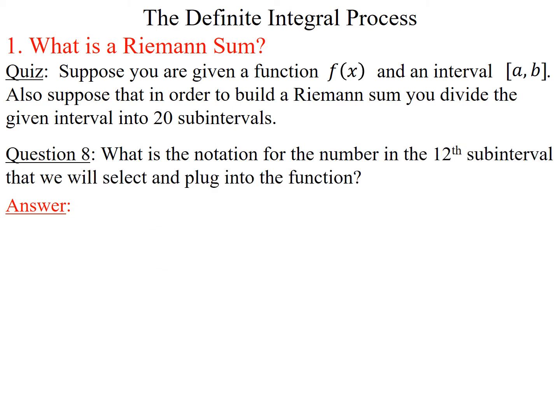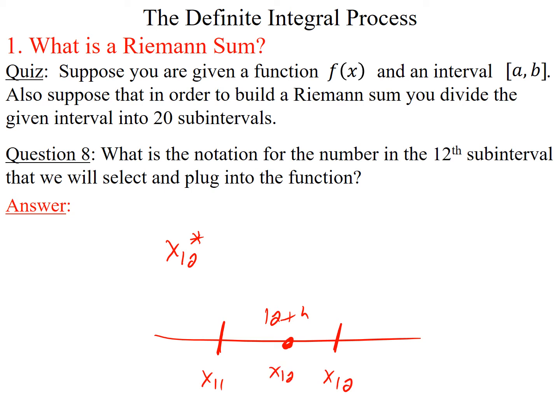What is the notation for the number in the interval that you pick to plug into the function? If it's the 12th subinterval, the thing we're going to pick is x12 star. Again, the way it works for the 12th subinterval, this is x11, this is going to be x12, and the number you pick in the middle, x12 star. Okay, next question.